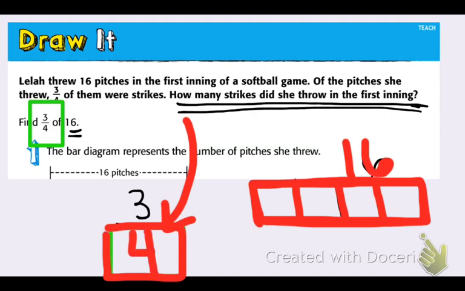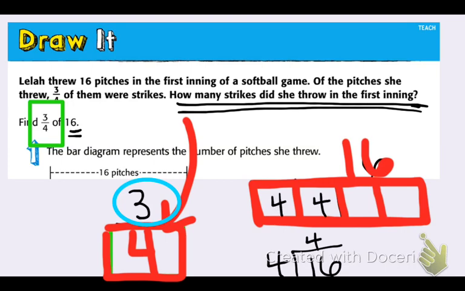Okay, step 4 is where I begin to count those 3. So if I take 16 and I divide by 4, because there's 4 equal parts of 16, I get 4. So 4, 8, 12, 16. So each of those parts has 4 in it. There's 4 groups of 4.